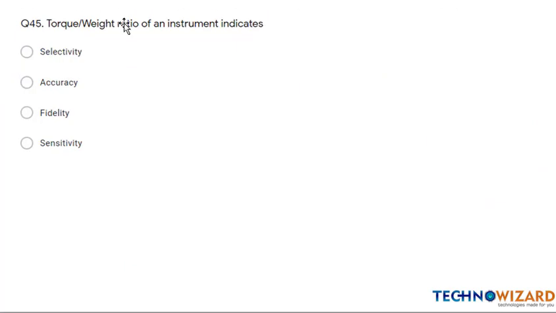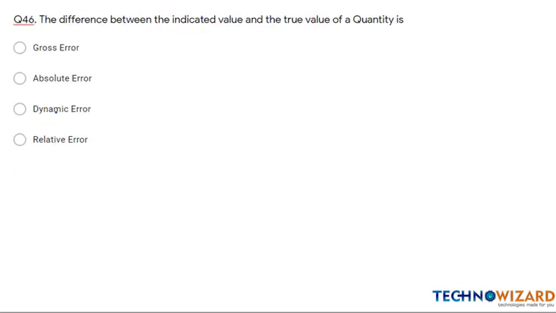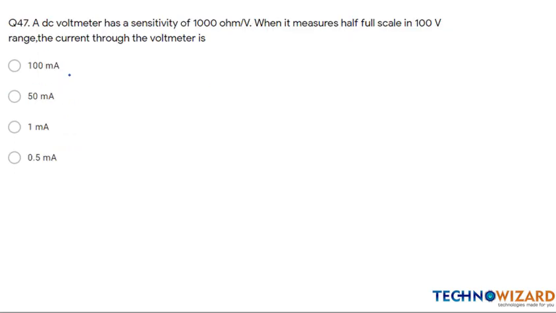Question number 45. Torque to weight ratio of an instrument always indicates the sensitivity. Okay. Question number 46. The difference between the indicated value and the true value, that is the measured value minus true value, will be the absolute error. Okay.